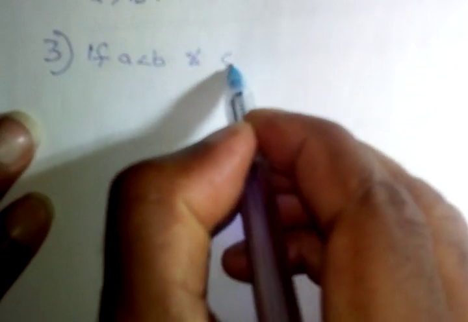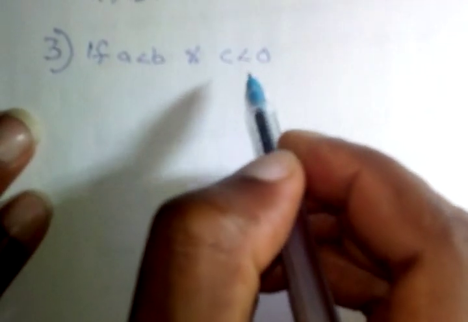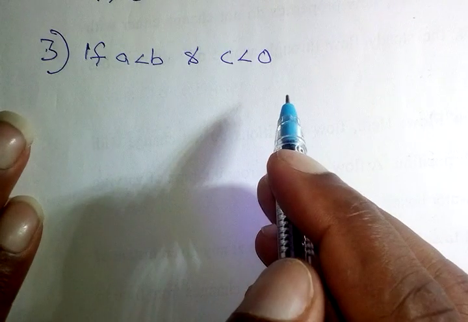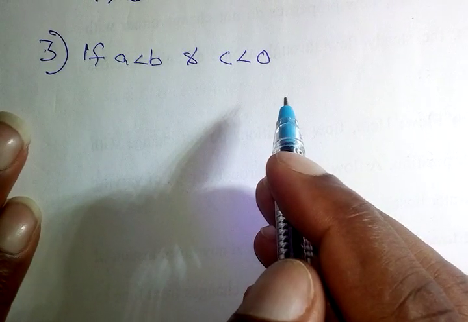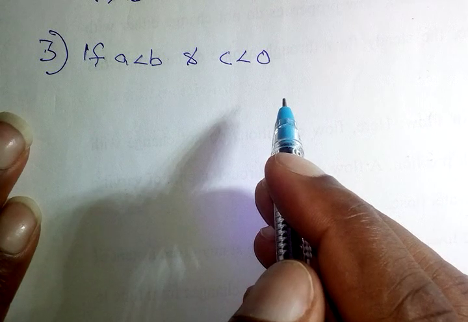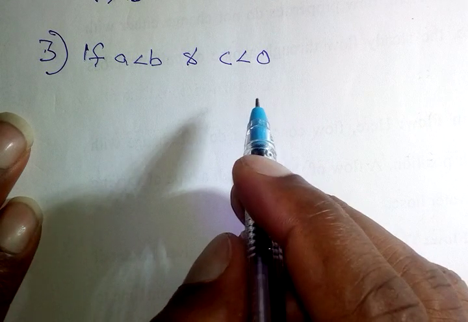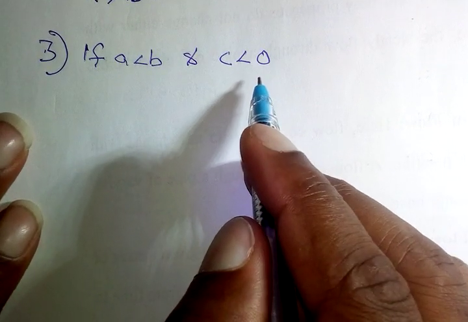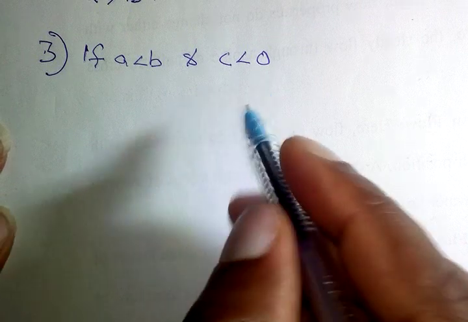Rule number 3. It says if A is less than B and C is less than 0. Remember, C less than 0 means negative numbers. All numbers that are less than 0 are negative numbers, while all numbers that are greater than 0 are positive numbers. So in this case, we are referring to negative numbers. C is a negative number.